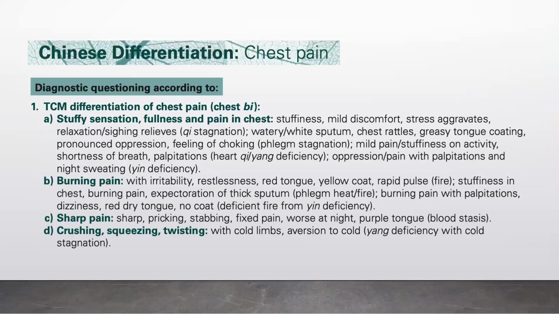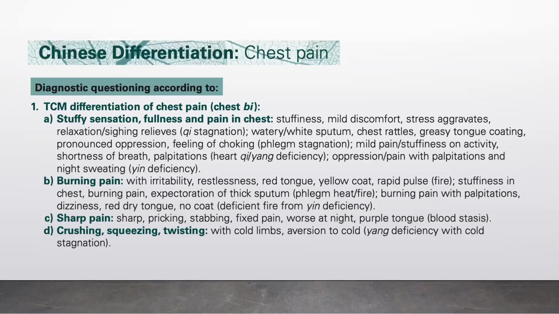Now let's go to Chinese differentiation for chest pain. Diagnostic questioning is done according to TCM differentiation of chest pain. Stuffy sensation, fullness and pain in the chest. So there is stuffiness, mild discomfort, stress aggravates, relaxation or sighing relieves. So this is qi stagnation.